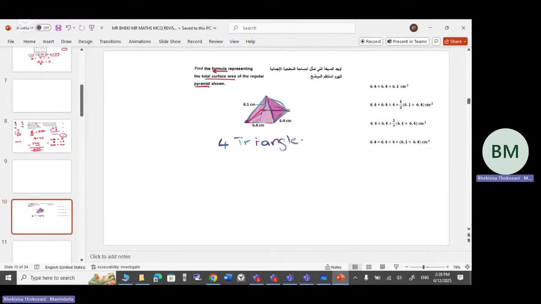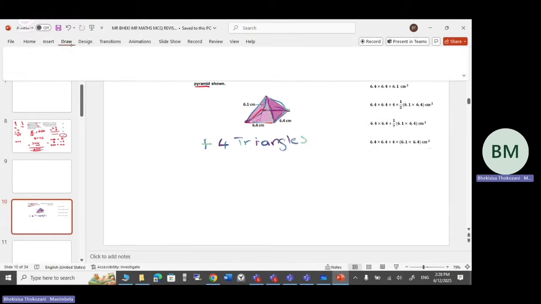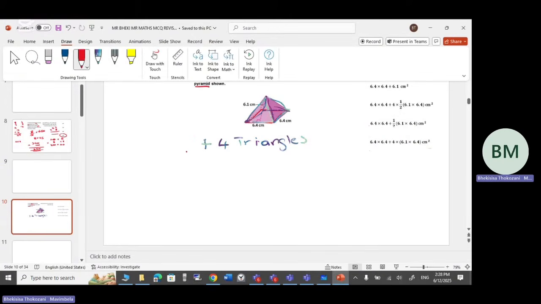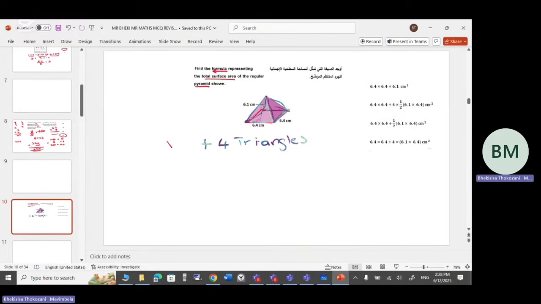That's the first thing I'm seeing here. All right, I can see 4 triangles, plus I can also see that there is a base which is a square, and I can see the base here, and the base is a square. So there's a square plus 4 triangles. I hope I'm making sense.